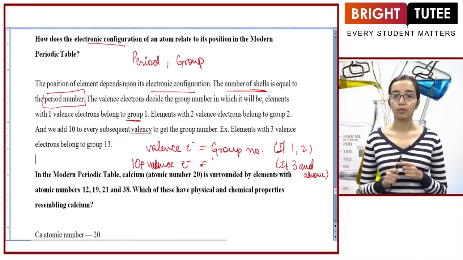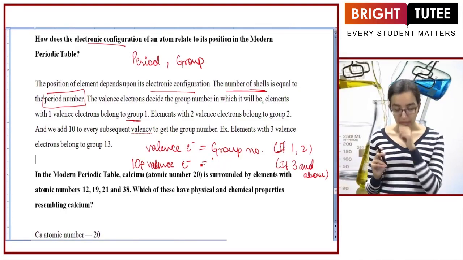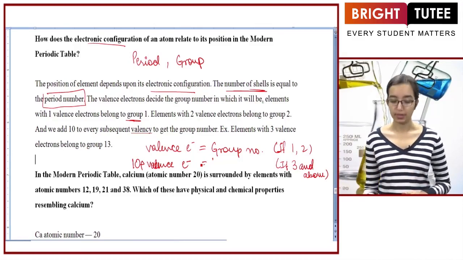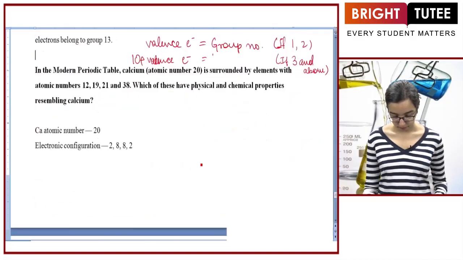The period is determined by the number of shells it has, and the group is determined by the number of valence electrons.